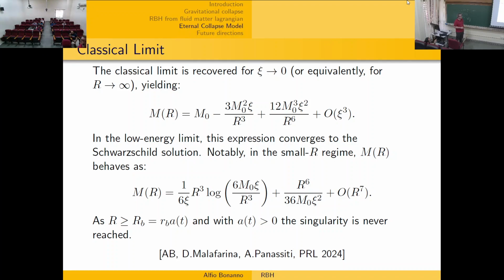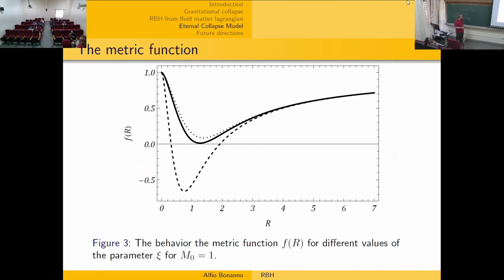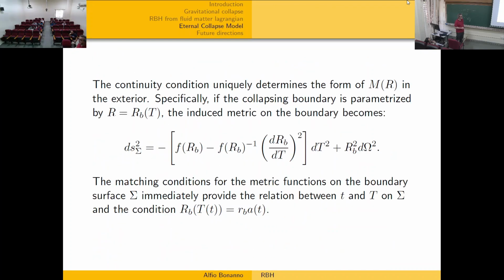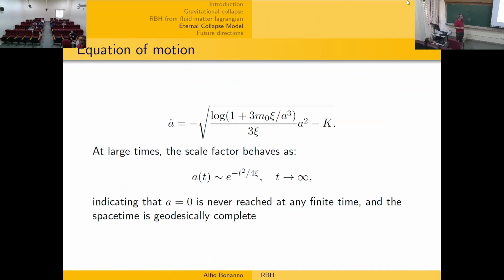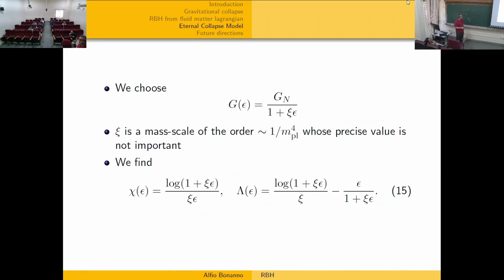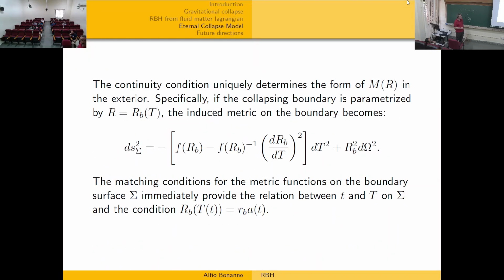So at some point you are making the relation between epsilon and r. Exactly. The relation with r is at the matching.